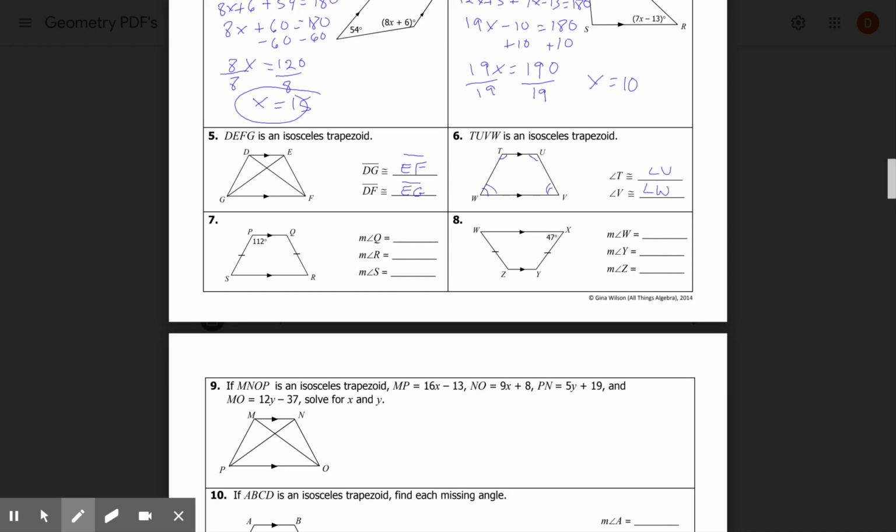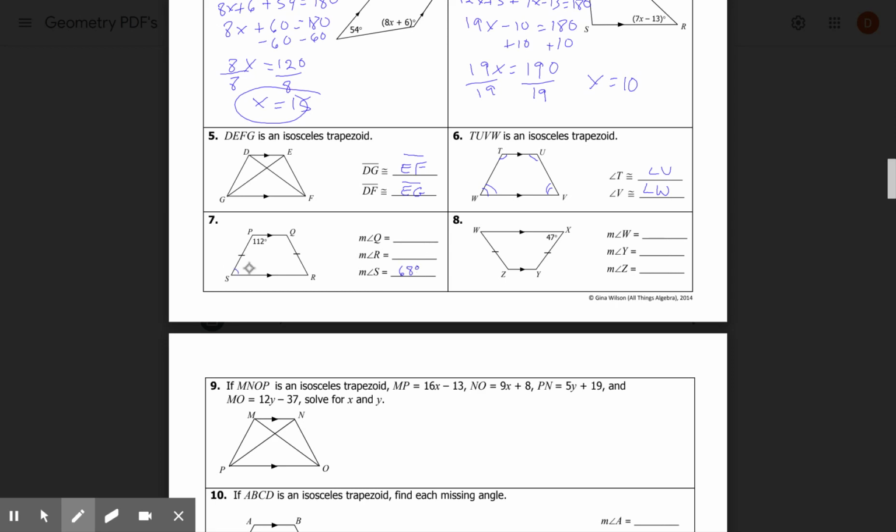Okay, number 7, we know that this measure here of angle P is 112, so we can find all these other angles because we know that these angles, P and S, are supplementary. Q and R are also supplementary. So the measure of angle Q would be, well, let's find the measure of angle S first. We know that S would be 180 minus 112, which is 68.